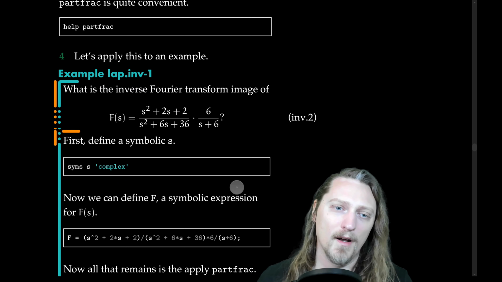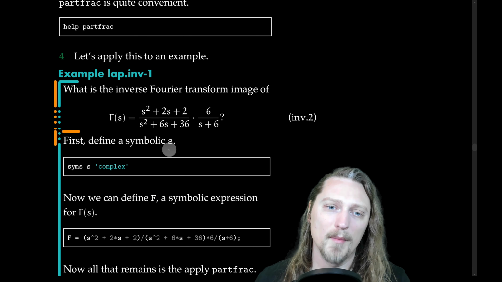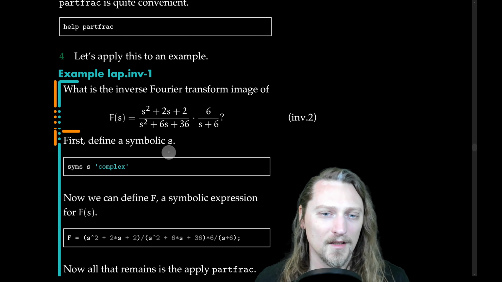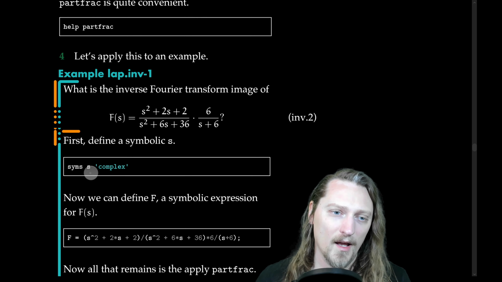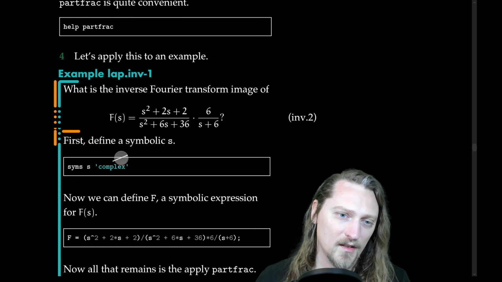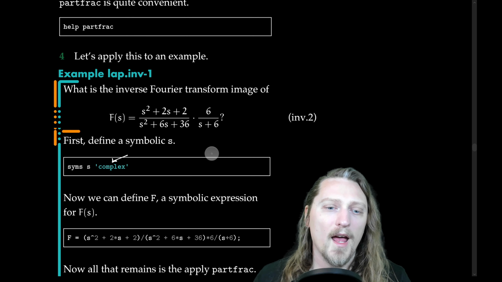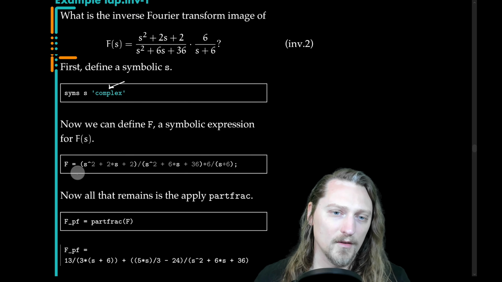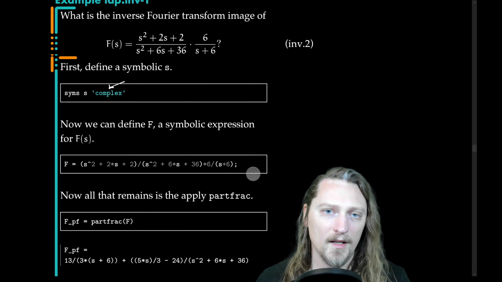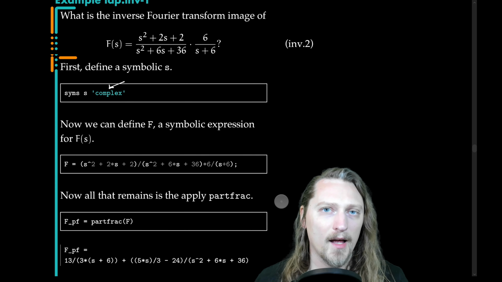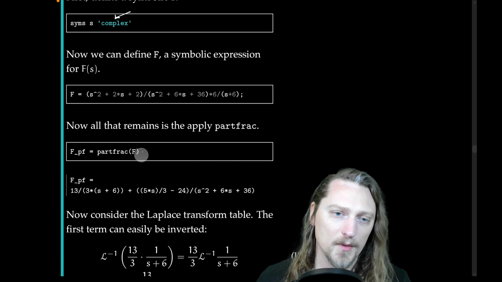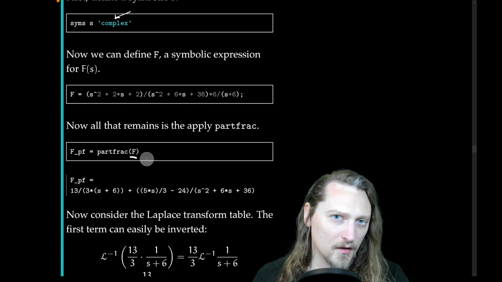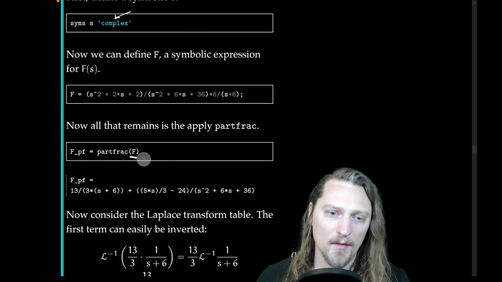So first, we define a symbolic variable in Matlab, s. Of course, this requires the symbolic toolbox in Matlab. So syms s will declare it to be complex here. Now we can define f, a symbolic expression for our F of s. So we just type it right in. Now all that remains is to apply this part_frac function. So we just apply it directly to f. There are some other options that are optional and we choose not to use them.